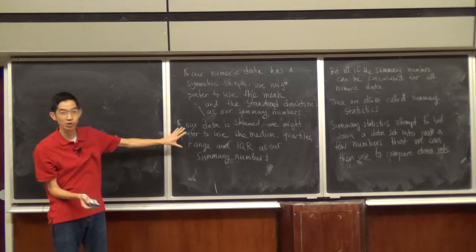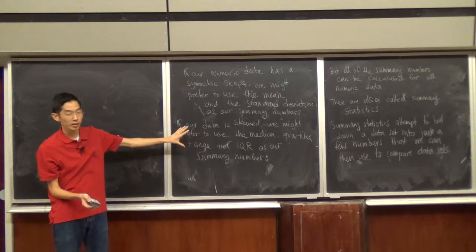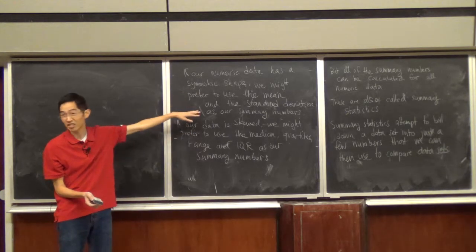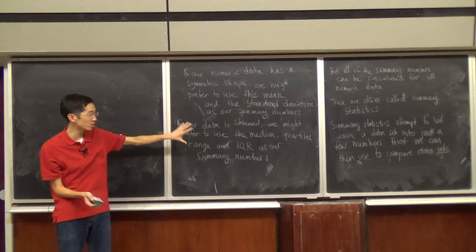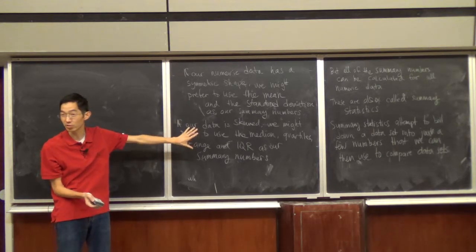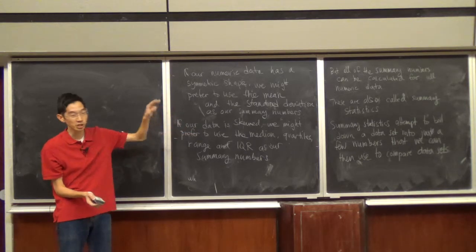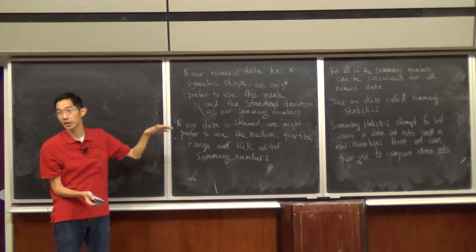If your data is skewed, it is probably not enough to say it's skewed and the mean is this and the standard deviation is this. That's why if it's skewed, we'd probably prefer to say do this. And if it's skewed, you would want to make sure you mention the median, the quartiles, the range, and the IQR.